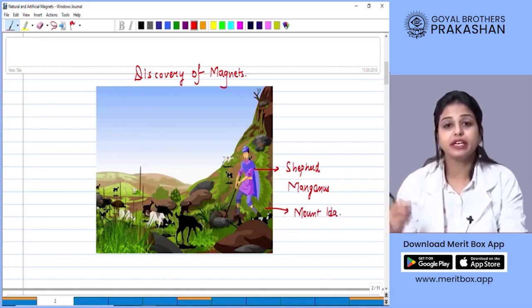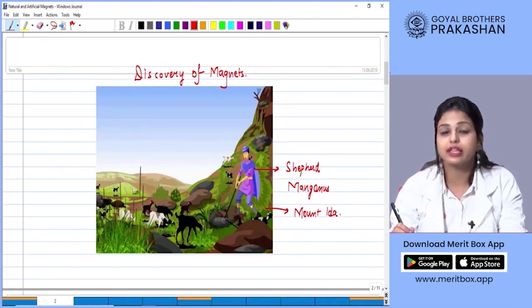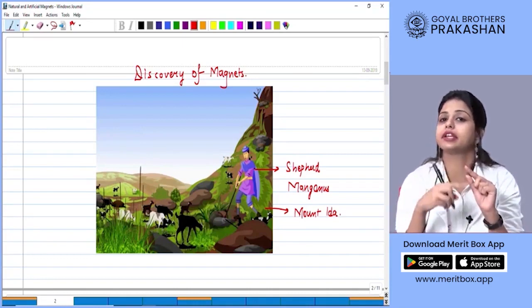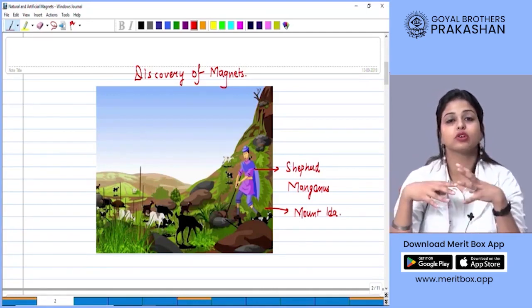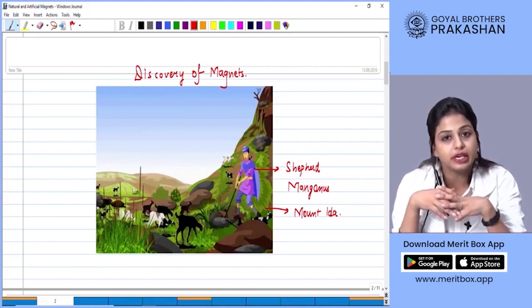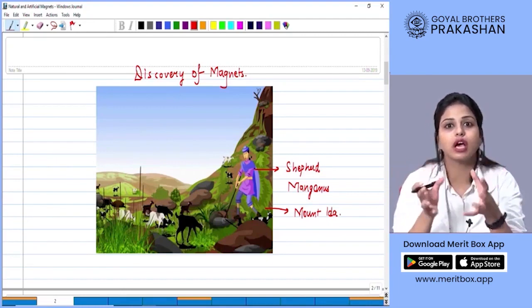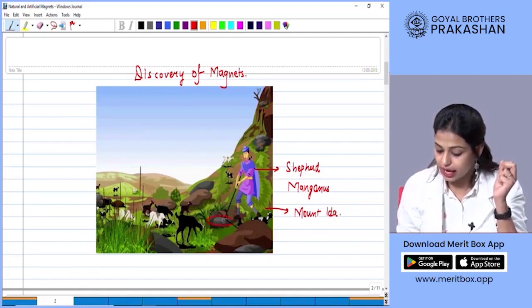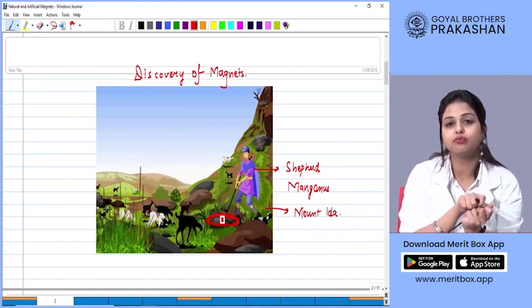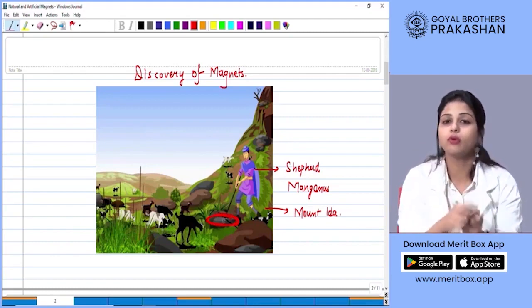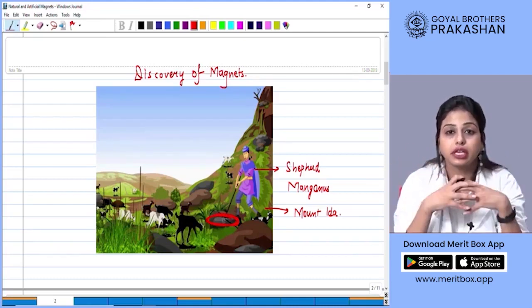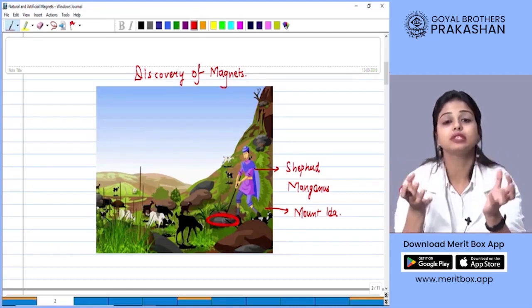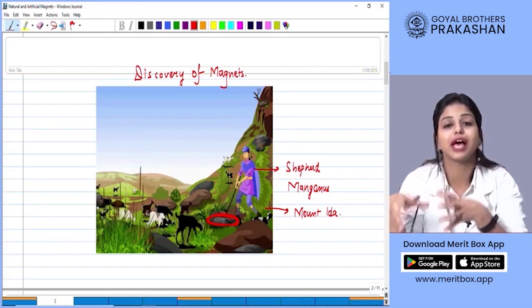Now, what Magnus used to do while rearing the sheep? He used to carry a wooden stick. That wooden stick used to have an iron sole. Now, what happened? One day when Magnus was rearing his sheep on Mount Ida, his stick got stuck with a stone. He saw that his stick was not able to move away from the stone, no matter how much force he was applying. He thought that a spirit actually caught his stick. He got very terrified because at that time he did not know what that thing was.